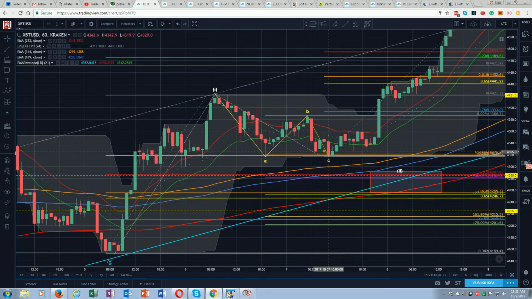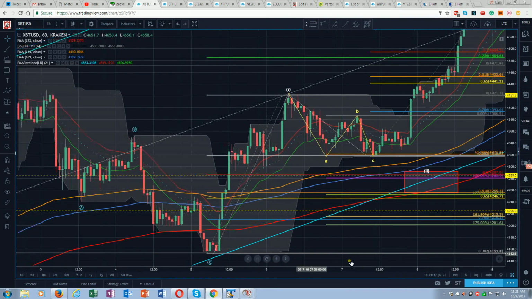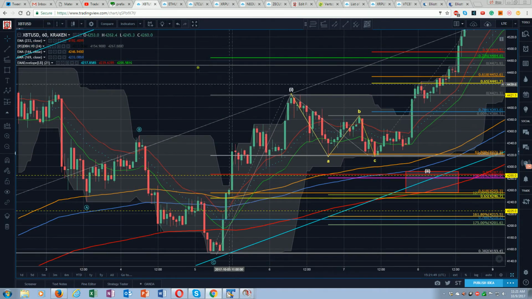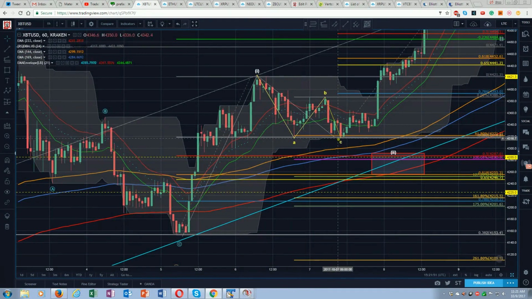So we get a short C. That was the fake out. We get a short C. So you've got the same confluence that we look for. You've got the 38.2 of the pull here of the wave 1, and you've got the 618. So you had a little pocket there.